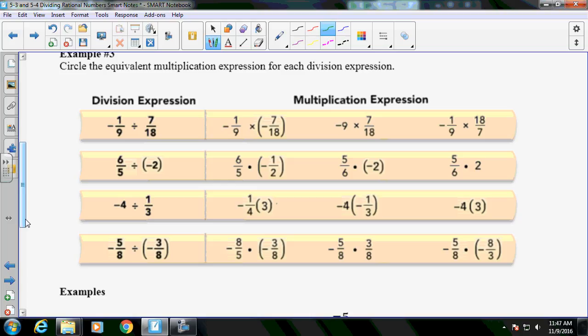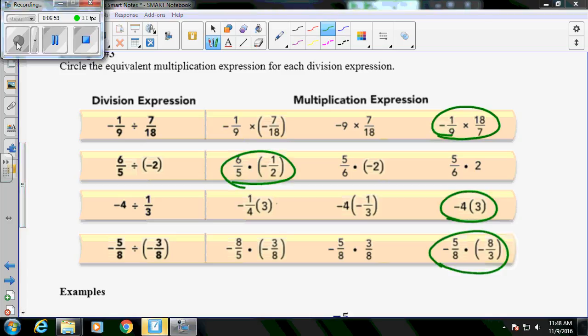So now here we're circling the equivalent multiplication expression for each division. So here, -1/9 times 18 over 7, so that is the first one. All right, do the next 3 and we will come back. There you have it. How'd you do?